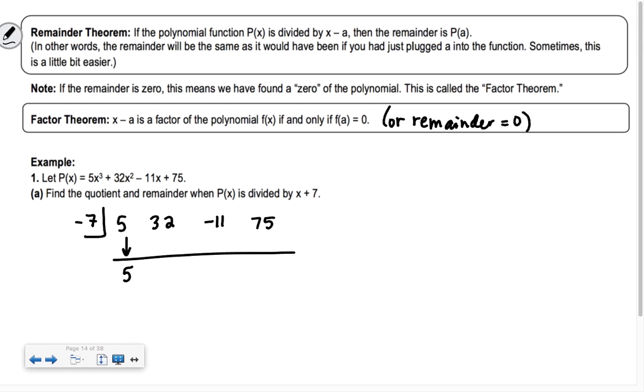All right, and we're going to do negative 7 times 5 is negative 35. We add straight down, we get negative 3. Negative 7 times negative 3 is 21. We add straight down, we get 10. Negative 7 times 10 is negative 70. We add straight down, we get 5.